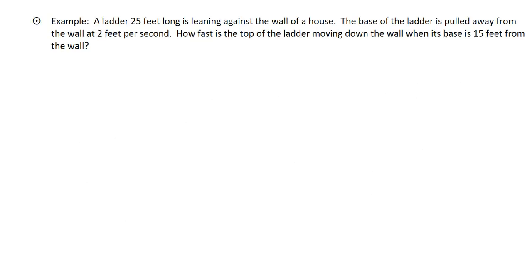A classic kind of related rates problem involves a triangle. So this is what one of those problems might look like. A ladder 25 feet long is leaning against the wall of a house. The base of the ladder is pulled away from the wall at 2 feet per second. How fast is the top of the ladder moving down the wall when its base is 15 feet from the wall? So whenever you end up with one of these ladder situations or anything where you think a triangle might be involved, it's a good idea to go ahead and draw a picture.